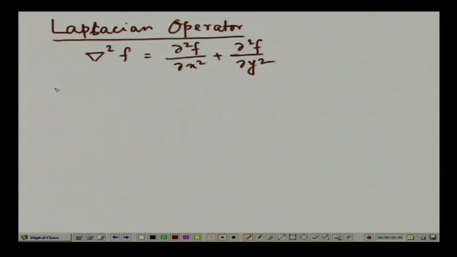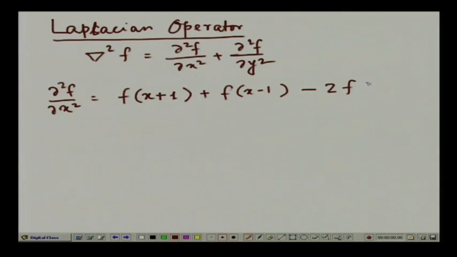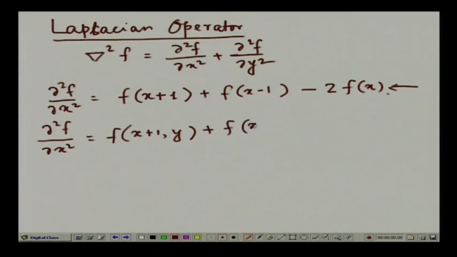And as we have already seen, del 2 f del x 2 in case of discrete domain is approximated as f of x plus 1 plus f of x minus 1 minus 2 f x. So, this is in case of a one dimensional signal. In our case, our function is a two dimensional function, that is a function of variables x and y. So, for a two dimensional signal, del 2 f del x 2 will be simply f of x plus 1 y plus f of x minus 1 y minus 2 f x y.